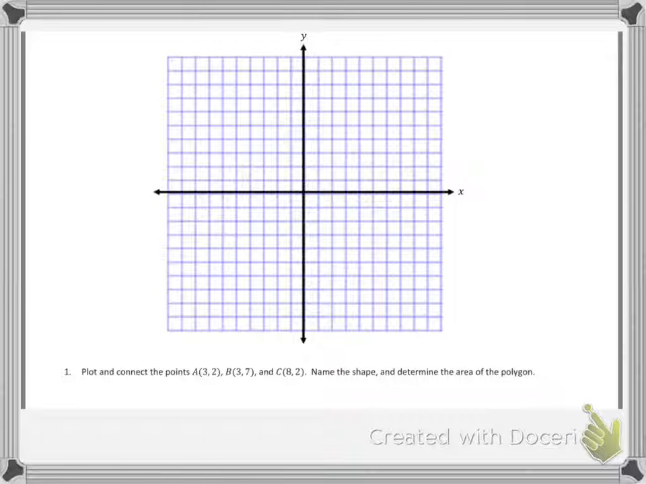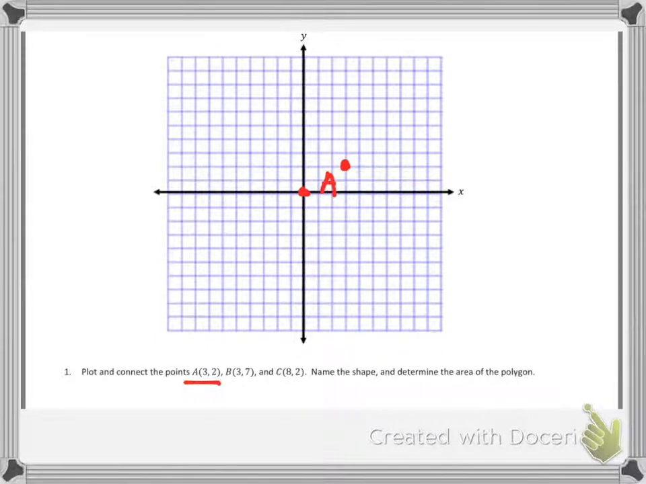plotting our points. We're going to start with point A. A has an ordered pair of 3, 2. That means the x value is a positive 3. I'm going to go 3 units to the right. Remember, we start at the origin. 3 units to the right, and then 2 units up. So that's my movement. And if I go 3 units right and 2 units up, I get a point right there. That's point A. And we'll call this point A right there.